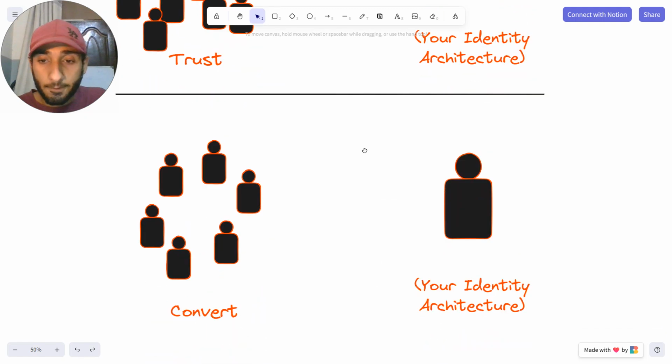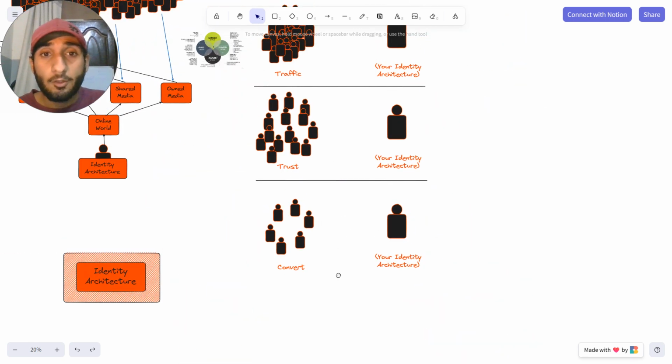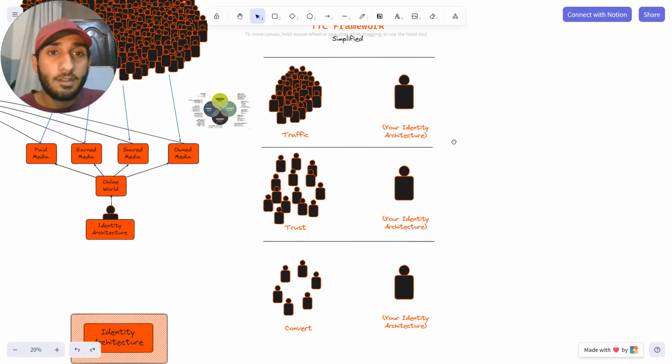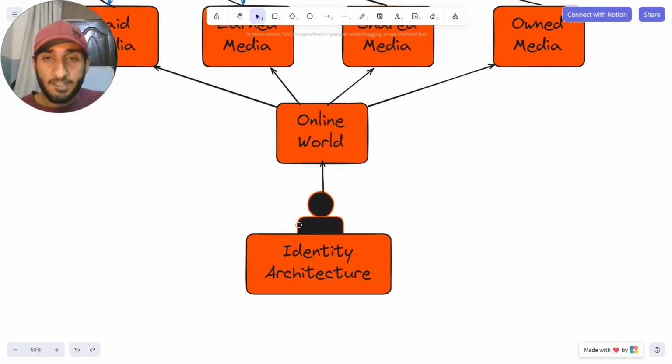And the third thing is convert. When they trust you and your website is also conversion optimized, that is the only time that they will get converted. So just understand it in this way. This is your identity architecture.